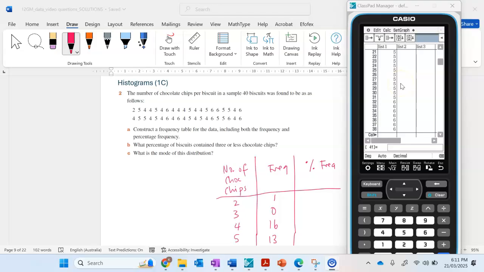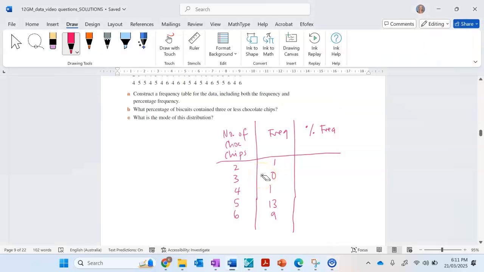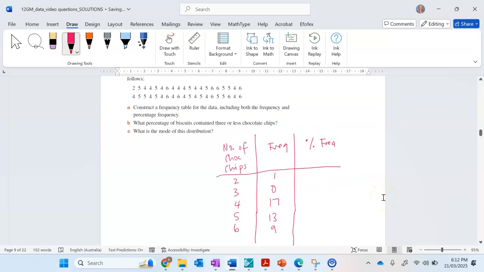All right, when I was playing around before, I actually deleted a 4, I just realized that. And when I was filling this in, I didn't put 0 for 3. So let's just fix those 2 things up. So there should be 17 for 4. Oh my gosh. All right, probably should stop after this video because I'm getting a bit tired. All right, so the total was 40.